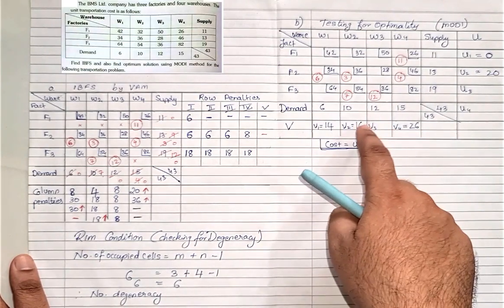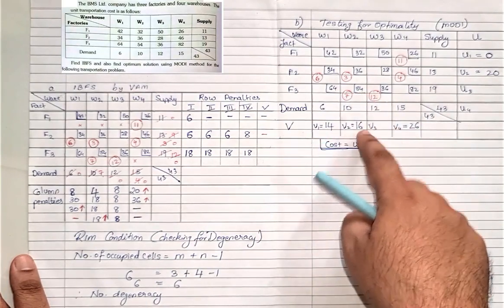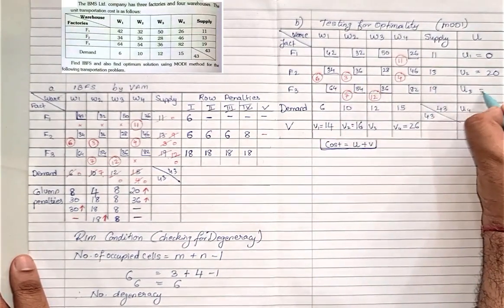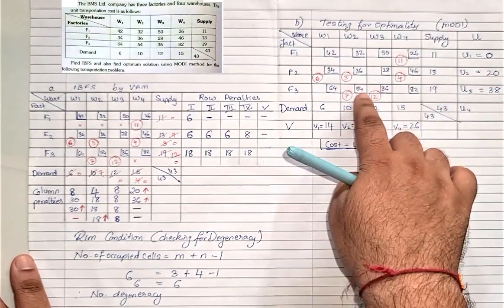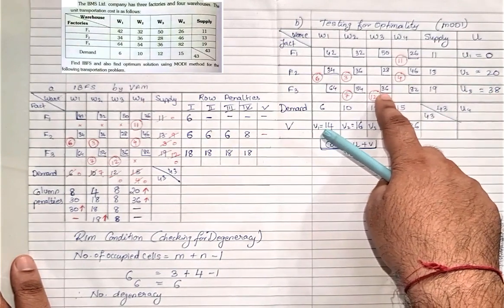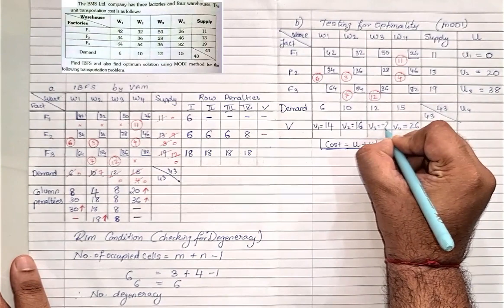Okay, now since I have got the 16, here I can see an allocation, I'll be able to find U3. So 54 minus 16 is 38. So this will become 38. So basically you just have to subtract these values from your cost. Okay, now if this is 38, so 36 minus 38 will be negative 2.